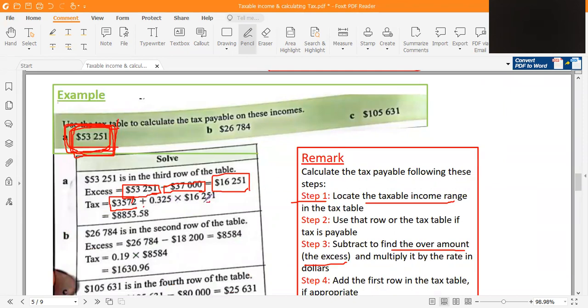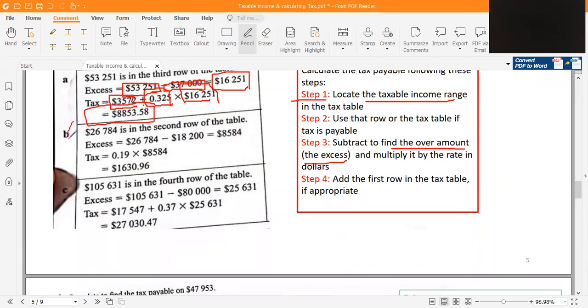And this excess, 16,000, we multiply it by the percent, or the 32.5 cent, which is equivalent to 0.325, to finally obtain the payable tax, $8,853.58.